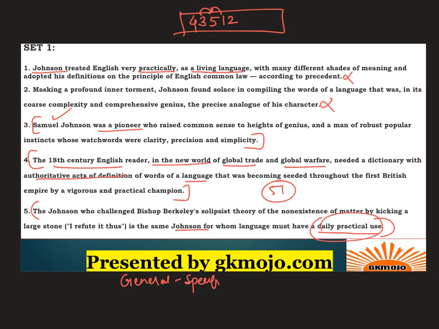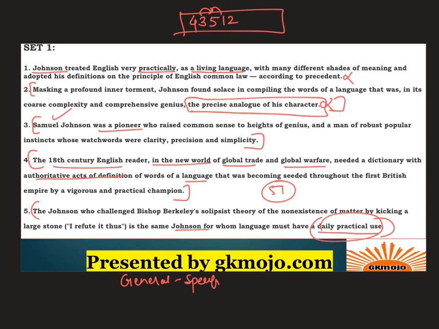But anyway, if you read the second sentence, masking a profound inner torment, Johnson found solace in combining the words of language that was in its core complexity and comprehensive genius. The precise analogue of his character. Kind of a concluding sentence. It is describing Johnson and what was his character, right? What was his character described by? So hence 2 will come at the last.